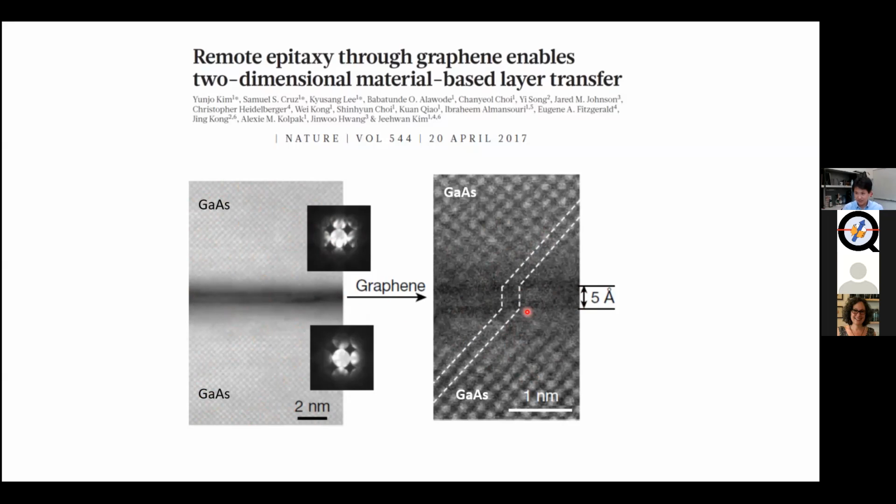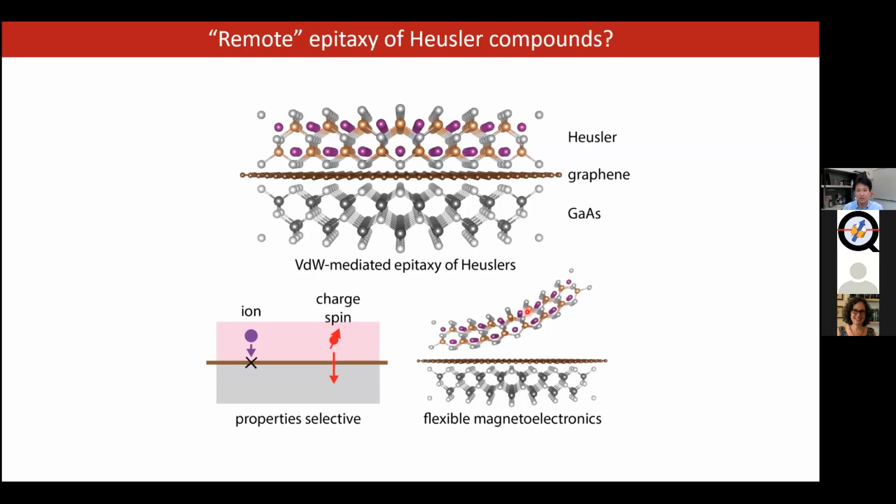So after seeing this concept, we asked ourselves the question, well, can you apply it to other materials? Can you go beyond conventional III-V semiconductors and apply a similar concept to more complex quantum materials like Heusler compounds or like complex oxides? If you can do so, due to the weak film substrate interactions between, say, the Heusler layer and the graphene layer, you'd expect that you might be able to mechanically exfoliate freestanding membranes. Okay, and that's the original goal of this talk.